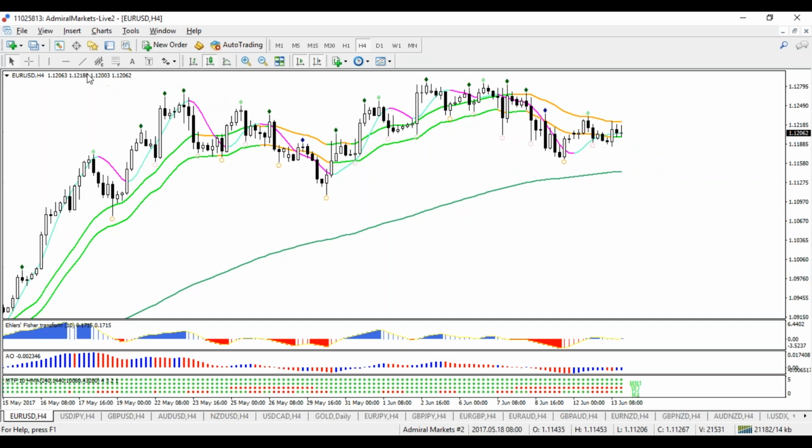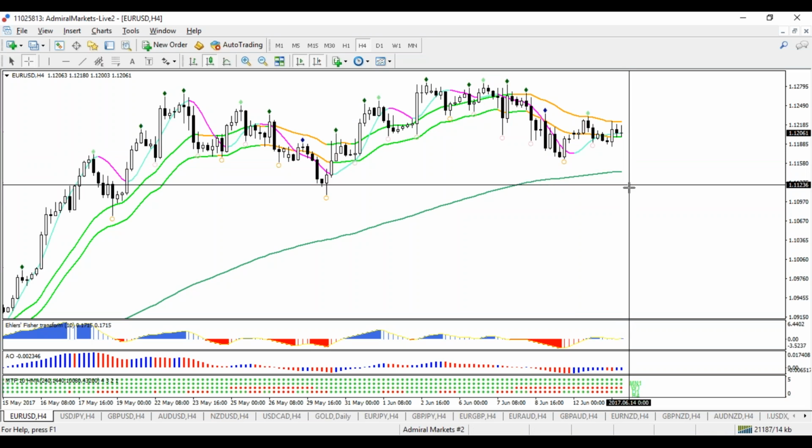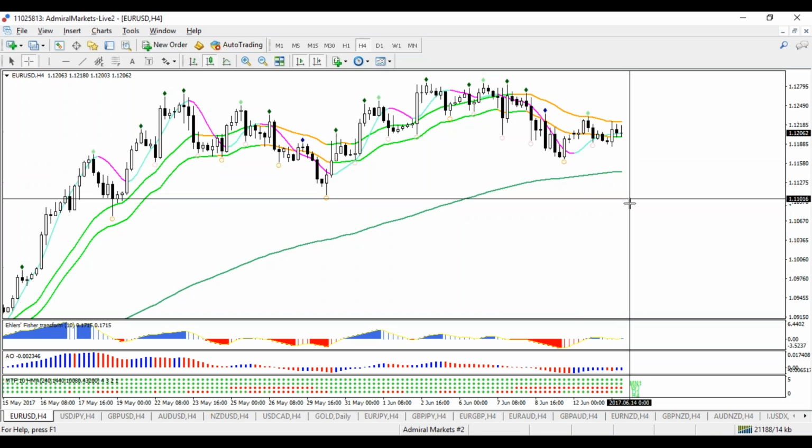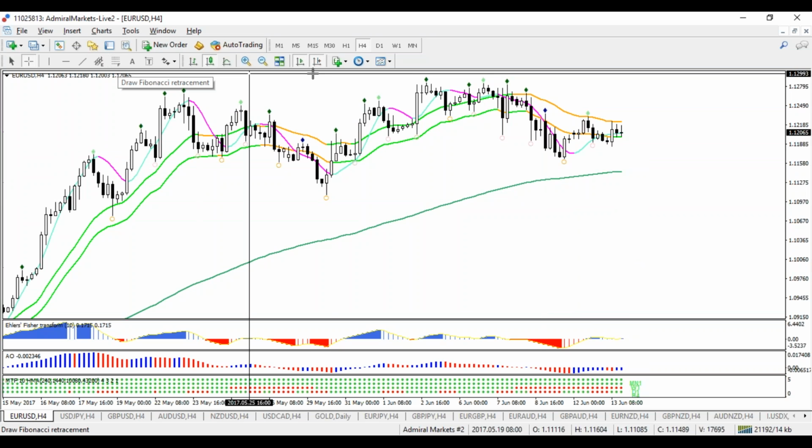So if price were to manage to break below 111.80 with a good candle, I think there's a good chance for price to get down to 111 at first and maybe even lower, depending on how much momentum it sees.